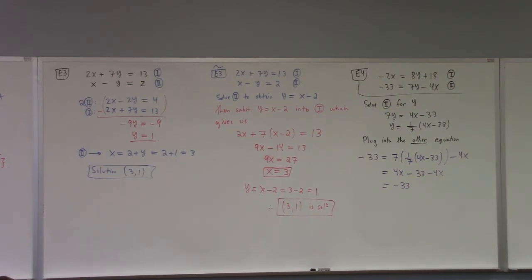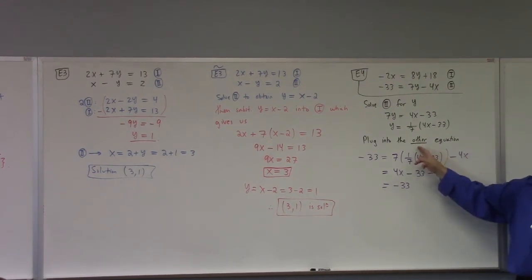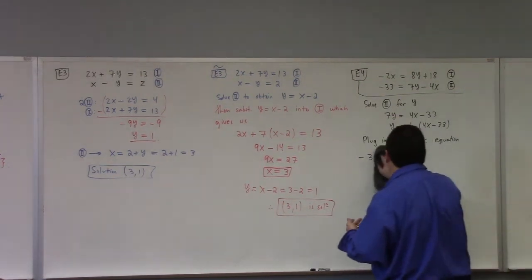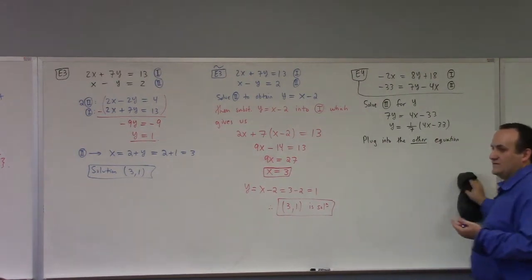So this is what happens if you don't plug it into the other equation. If you plug it back into the equation you just solved for, you accomplish nothing. You'll just get a tautology, an equation which is automatically true. All right? So that's why we must plug it into the other equation. Otherwise, this happens to us. If you come back to 0 equals 0, there's a chance that you did what I just did. So you must use both equations.